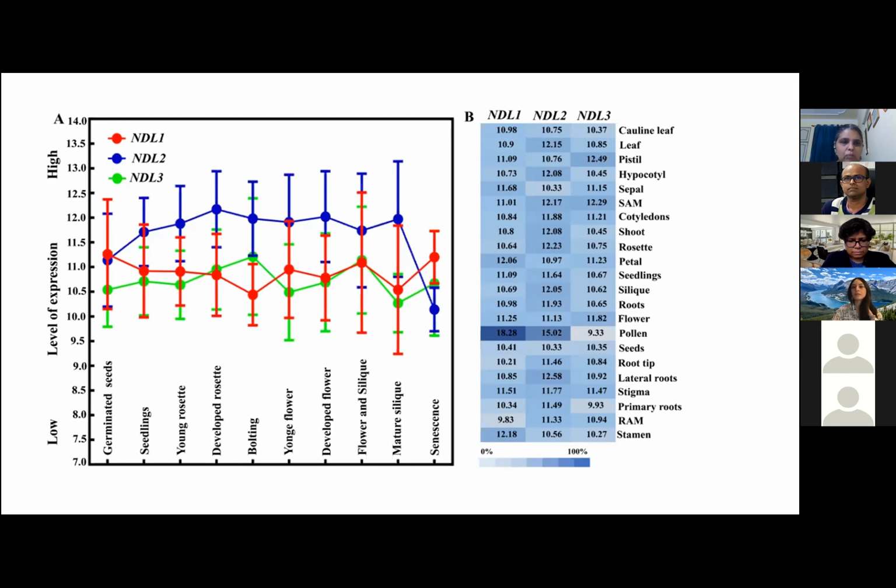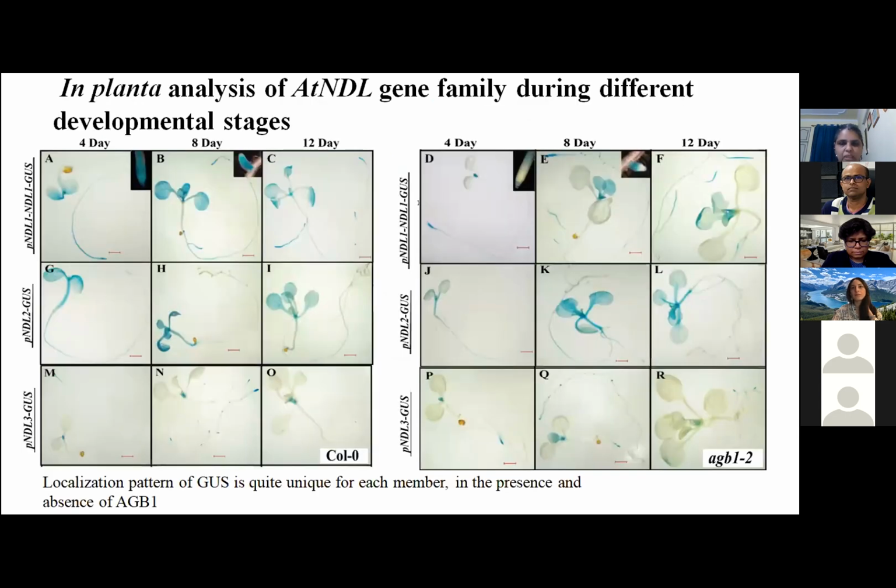1 and 2, 1 and 3 share a closer pattern compared to 2, which is a little different in different tissues of the plant. And that was the in silico approach. Then we did the in vivo approach also. The way I told you that you can make fusion with anything, we made a GUS fusion with the promoter, and we studied the expression in different parts of the plant during different stages of development, 4, 8, and 12 days.